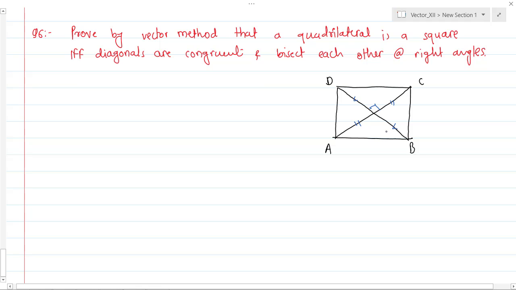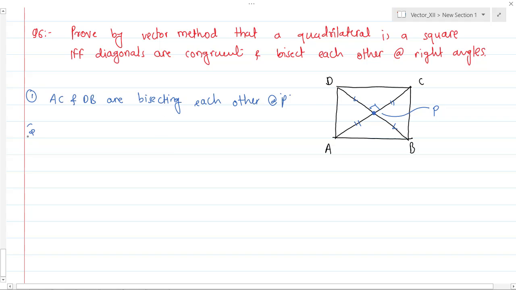Now we will see how we can prove this. This is the bisection point, so let's name this point as P. For this statement we have to prove three things. Number one, that AC and DB are bisecting each other at point P. That means P should be the midpoint of AC and DB.